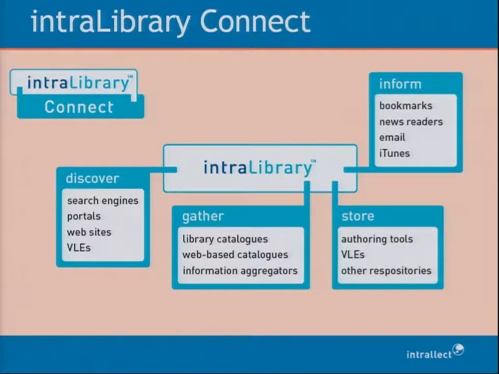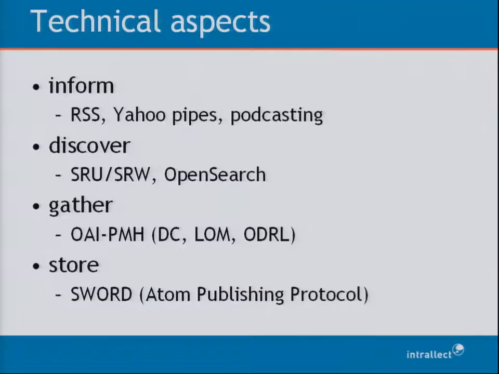So we've kind of split it into 4 main areas: discover, gather, store, and inform. And I'll quickly run through some things that different people that we know of are doing with each of those. I mean, this is just a brief list of some of the protocols, standards, interfaces, and so forth that we're actually using at the moment. And they actually are all being used at the moment with real live repositories.